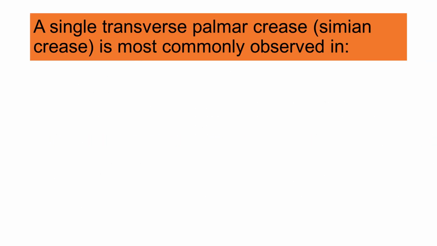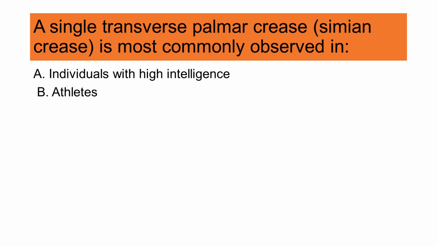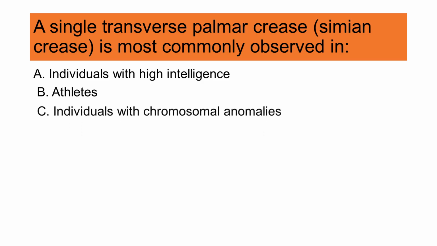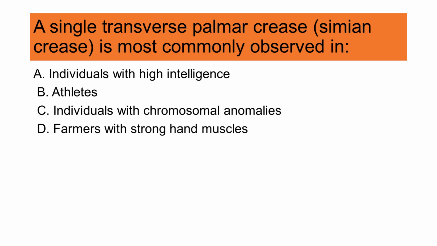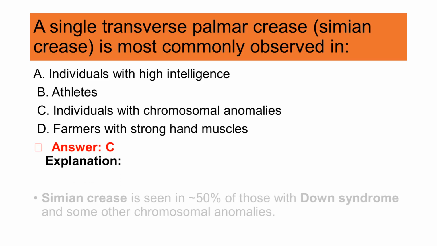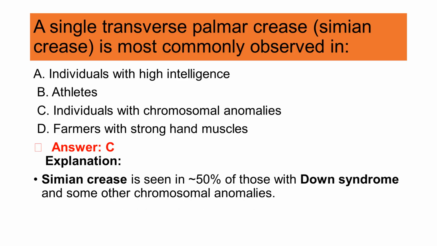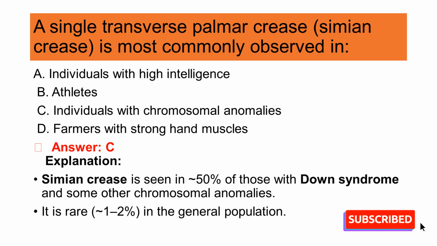5. A single transverse palmar crease, simian crease, is most commonly observed in A, individuals with high intelligence. B, athletes. C, individuals with chromosomal anomalies. D, farmers with strong hand muscles. Answer: C. Explanation: simian crease is seen in 50% of those with Down syndrome and some other chromosomal anomalies. It is rare, 1 to 2%, in the general population.